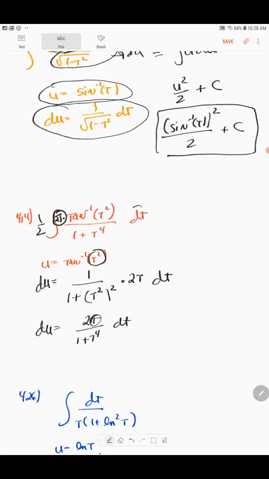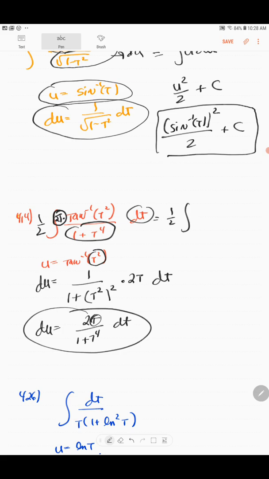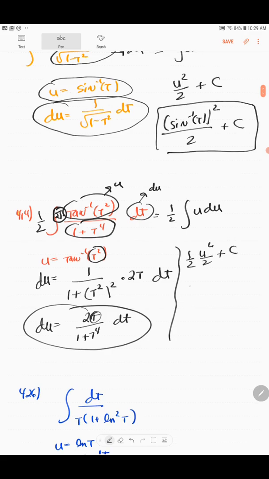So now I have 2t dt, 1 over 1 plus t to the fourth. Notice that all turns into du. And it looks like we get 1/2, and then this just goes to u du. Everything's accounted for. This goes to u, everything else goes to du. So now we can integrate. This is u squared over 2 plus c. Put in what we had for u. I want u squared, which is the inverse tangent of t squared, that quantity squared, all over 4, 4 from 2 times 2, plus c.